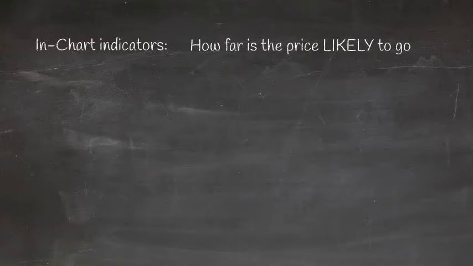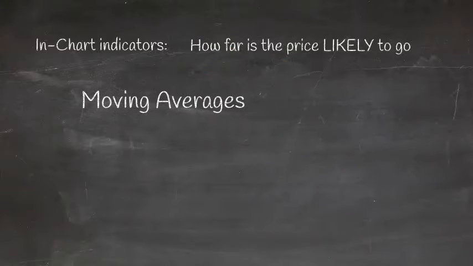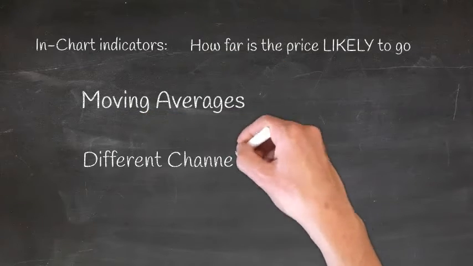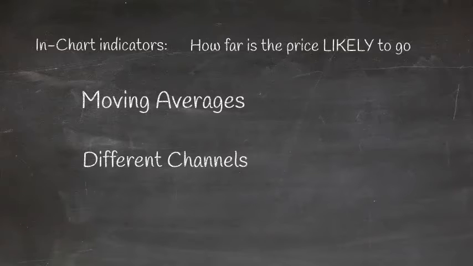Let's take a look at in-chart indicators first. What do they do? They tell us how far the price is likely to go. There are many types of indicators, but the 2 most basic ones are moving averages, which are great, and the different types of channels. In this video, we'll cover the envelope channel, but the Bollinger Bands, for instance, are another extremely popular indicator.